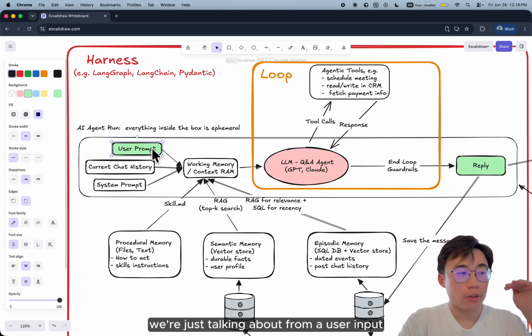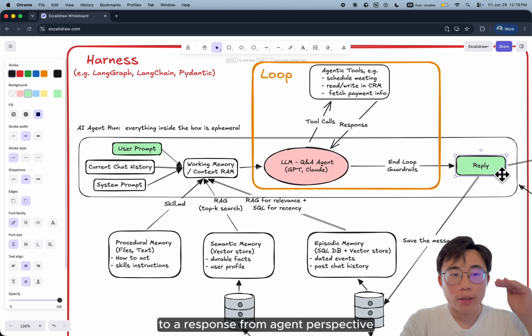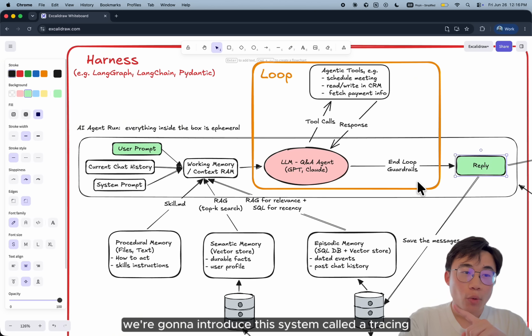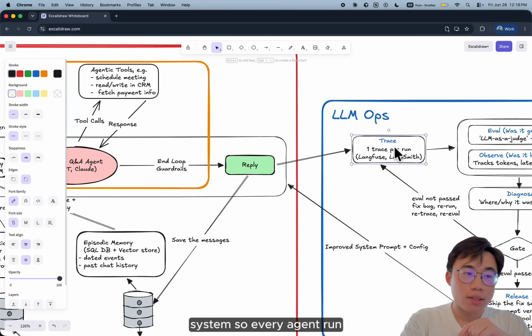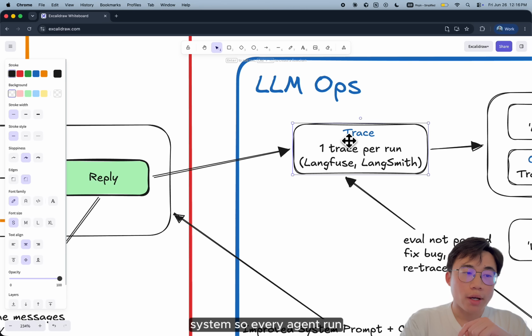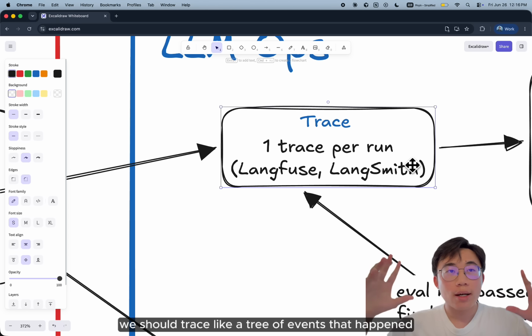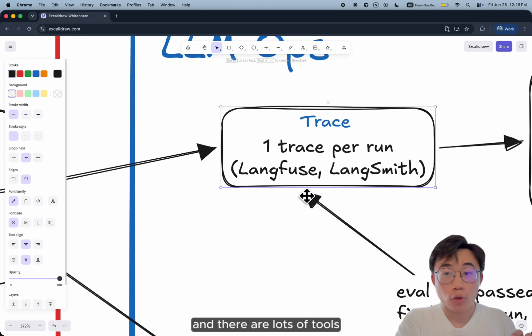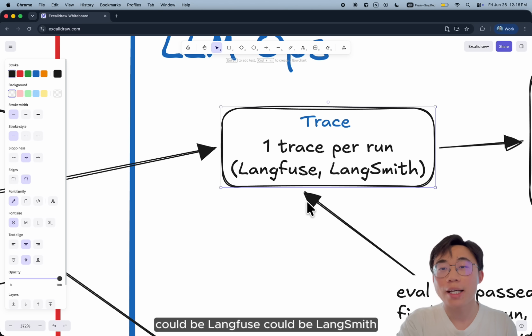We're just talking about from a user input to a response from the agent. That's one agent run. And then we're going to introduce a tracing system. For every agent run, we should trace a tree of events that happened. There are lots of tools that could help you with that. It could be Langfuse, it could be LangSmith, etc.